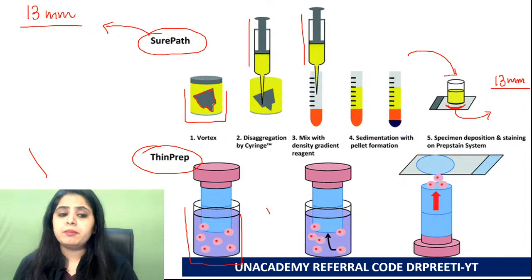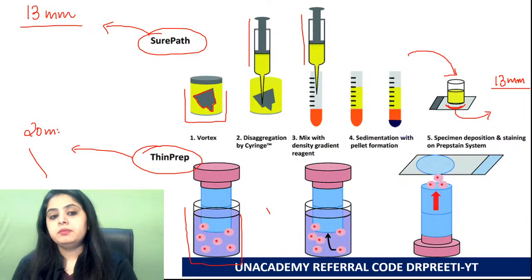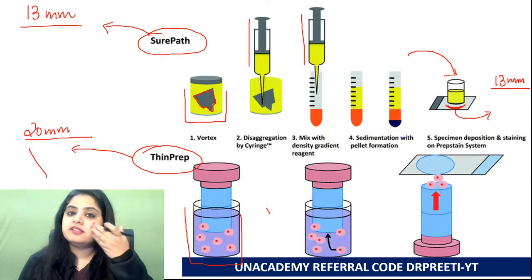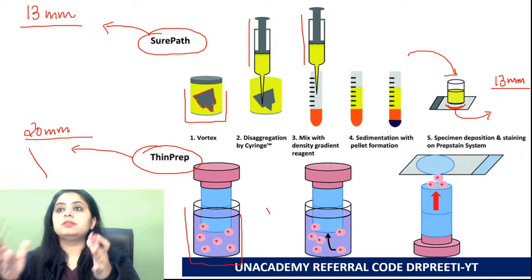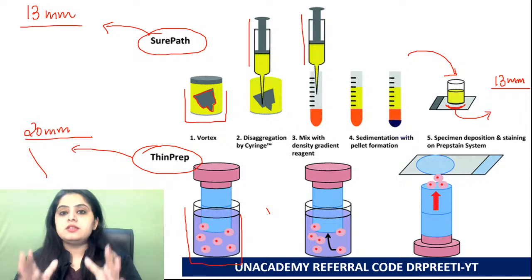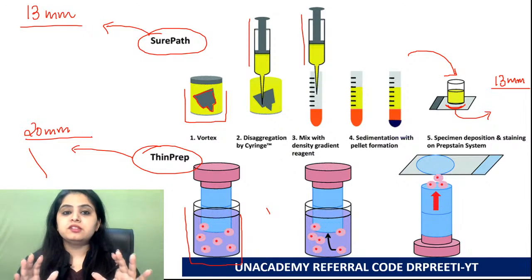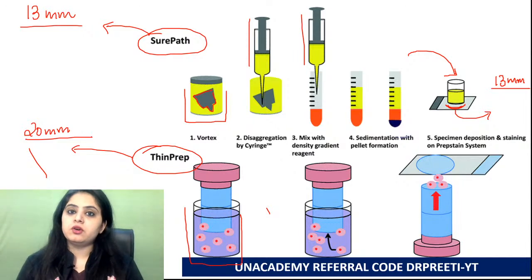Now, what kind of circle do I get in thin prep? In thin prep, I'm going to get a 20 mm circle. I hope the basic difference is clear between the three things: conventional, SurePath, thin prep. That's a typical next year INI CET or NEET PG question that I expect, because now SurePath and thin prep are, you can say, the most hyped up things in the field of pathology.